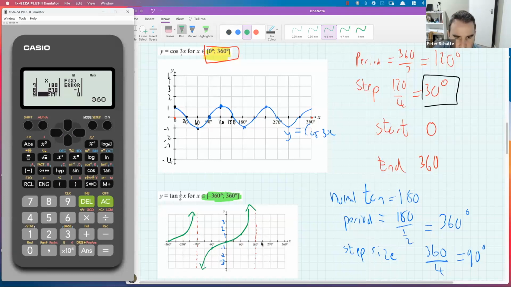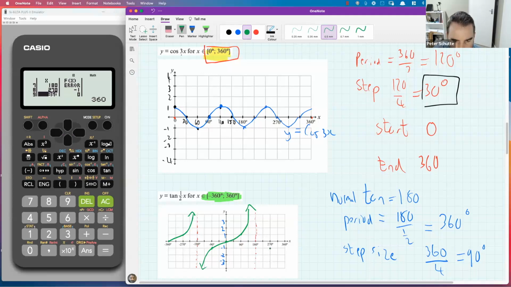And then what have we got? We've got 270, minus 1, and 360, 0. And so our graph looks like that. So tan is a little bit trickier, but what I love about the calculator is the calculator literally makes this a join the dots puzzle. And then you have to also understand about the shape.